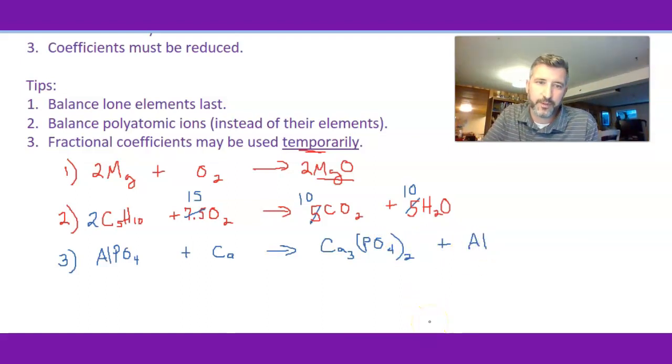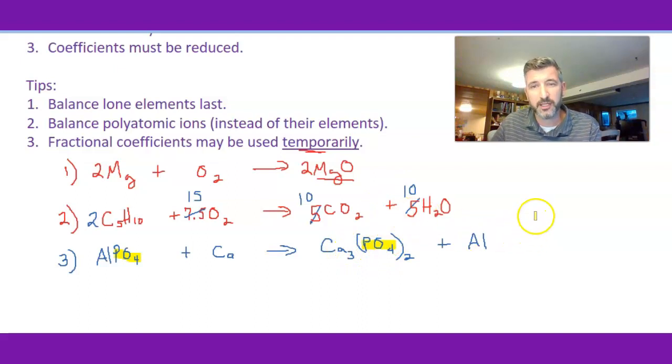Okay, so this has 2 lone elements, so saving the lone elements for last doesn't really seem to be a helpful tip in this one. But we do have a polyatomic ion that shows up on both sides of the equation. We have phosphate on the left, and we have phosphate on the right. So what we want to do here is to balance this equation. You could balance phosphorus and oxygen as separate elements, and that would be fine, that would work.